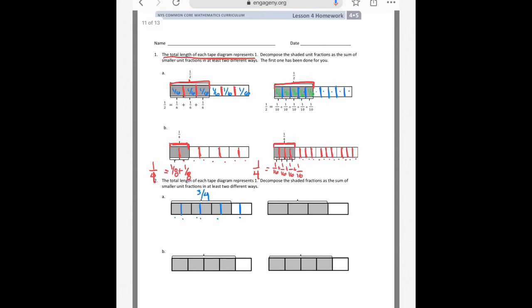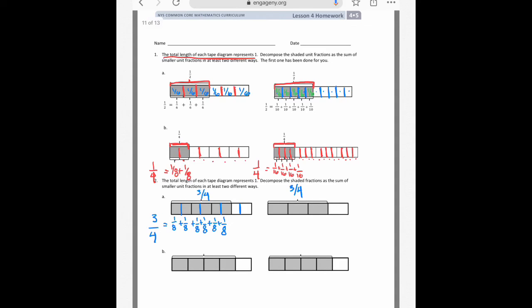which gives me a total of 1, 2, 3, 4, 5, 6, 7, 8 pieces. So really, each 4th is equal to 2/8 that are added up together. So now that I have 3/4, I'm going to say an eighth plus an eighth plus an eighth plus an eighth plus an eighth plus an eighth. So really 2/8 for every 4th. And I'm going to get 3/4 is equal to all of those eighths added up.